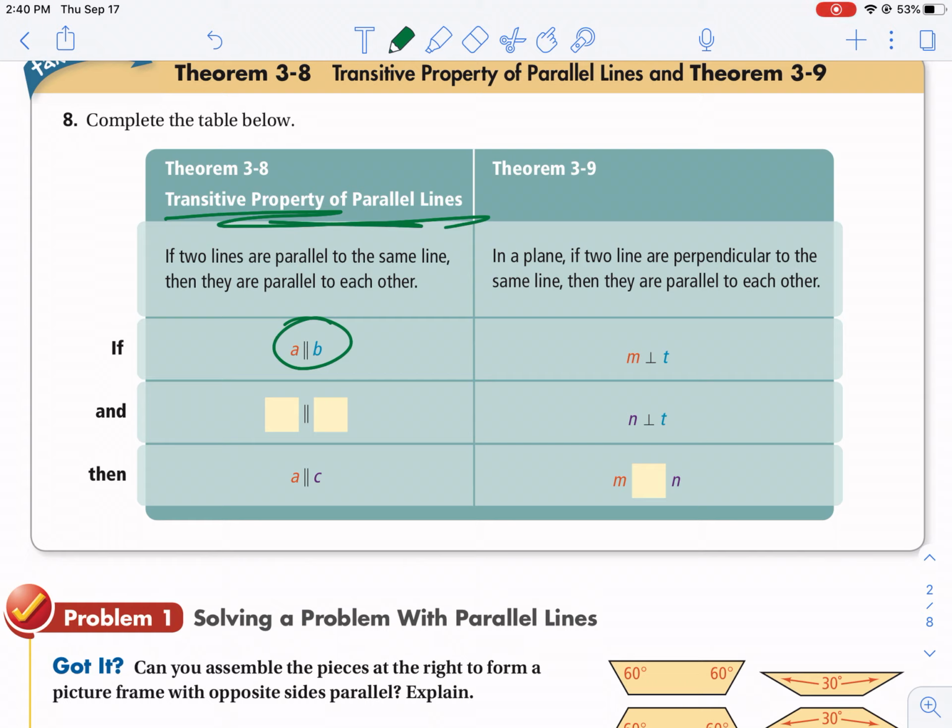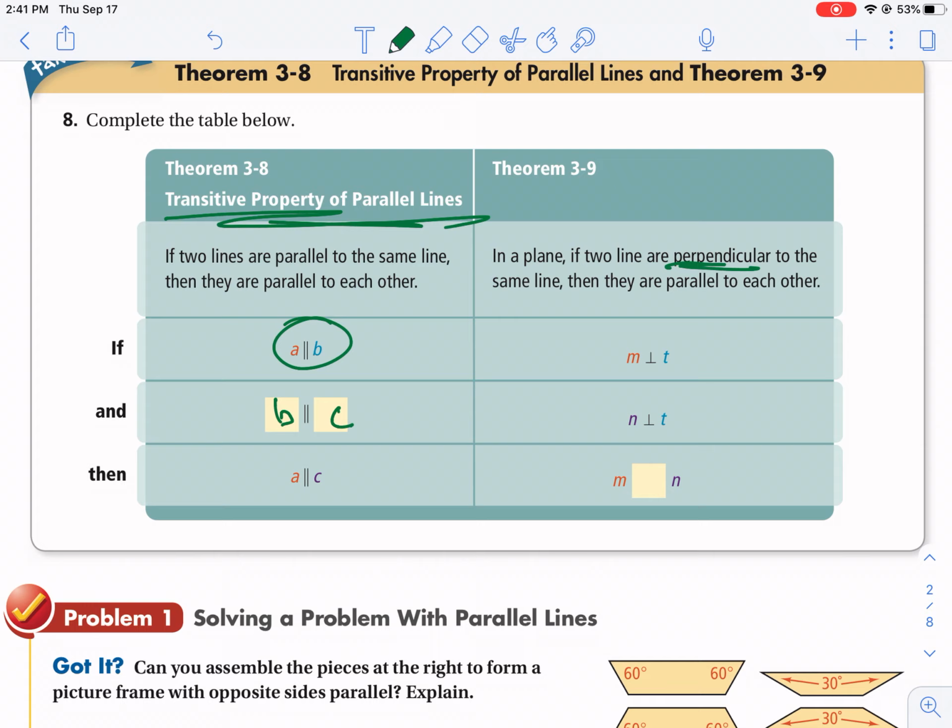Let's make sure we understand what that says. I say it fast, but it's for a purpose. If two lines are parallel to the same line, then those lines are parallel to each other. So we start off with if A is parallel to B, and the conclusion is that A is parallel to C. Well, how could that be? That can only be if B is also parallel to C. If A is parallel to B and B is parallel to C, then A has to be parallel to C. It's the transitive property of parallel lines.